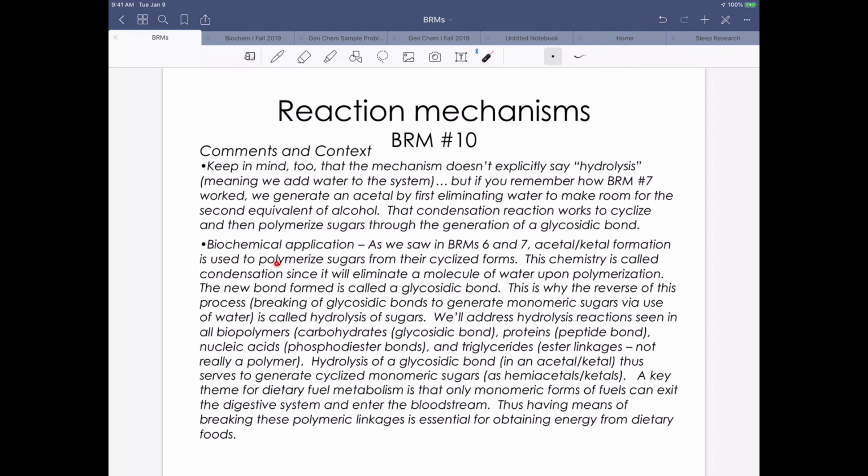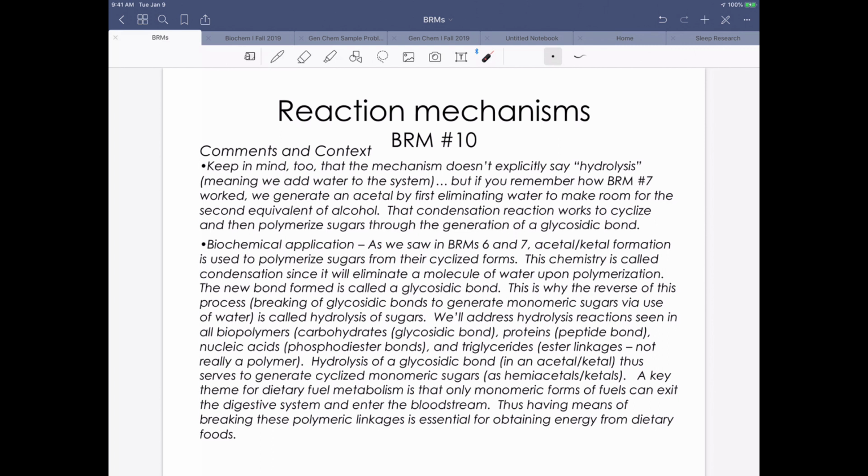Again, that reaction is called condensation since we eliminate water, and that new bond that we form is a glycosidic bond. And so this chemistry really highlights what happens in the reversal of this process. That is the breaking of glycosidic bonds to generate cyclic monomeric sugars via the use of water. And so again, this chemistry is what we see when we look at the hydrolysis of sugars.